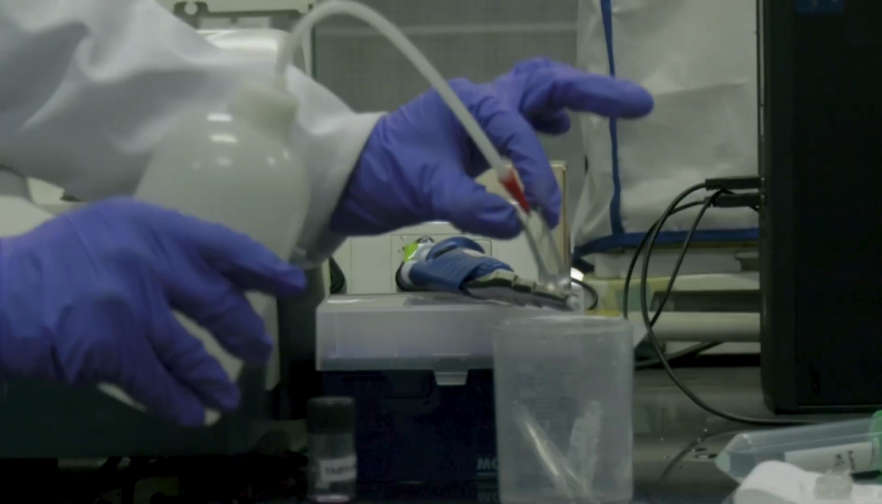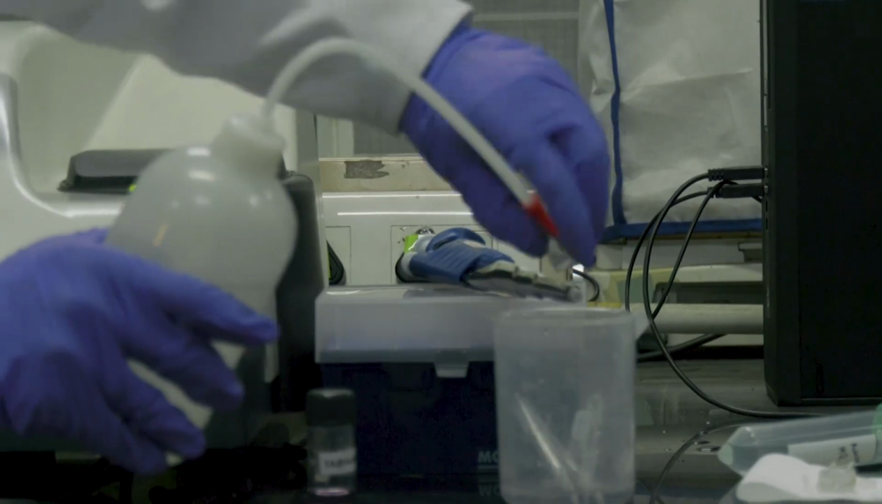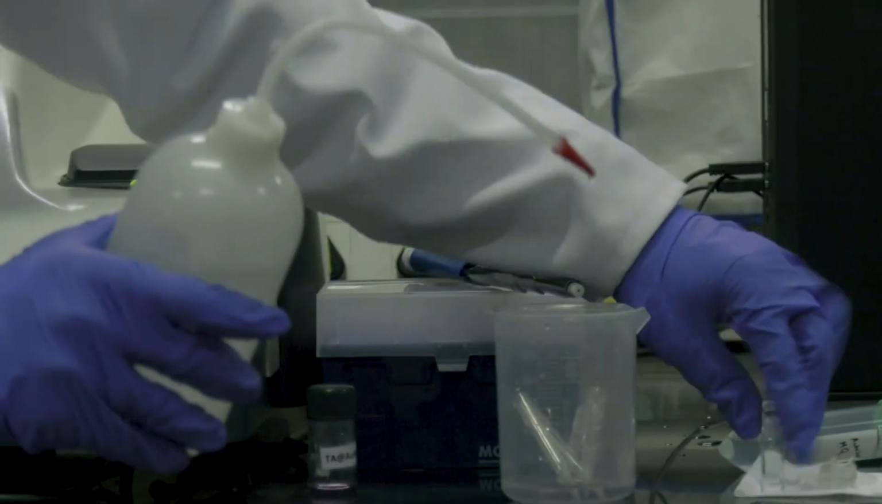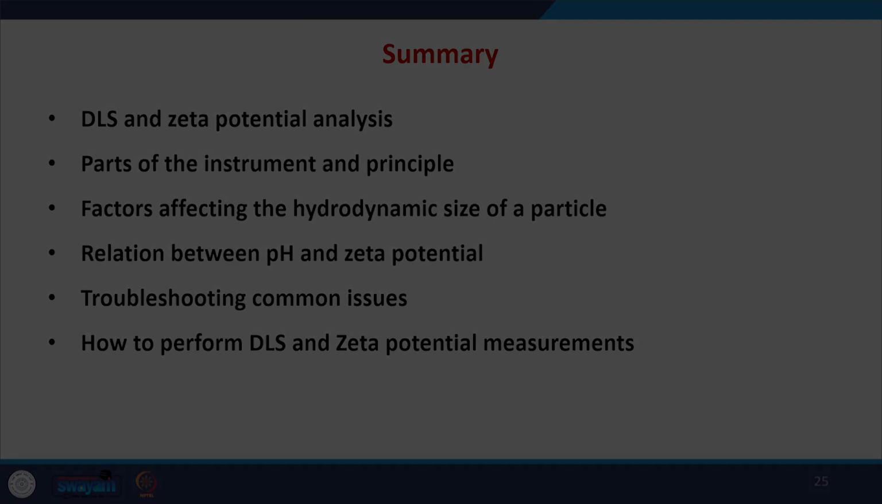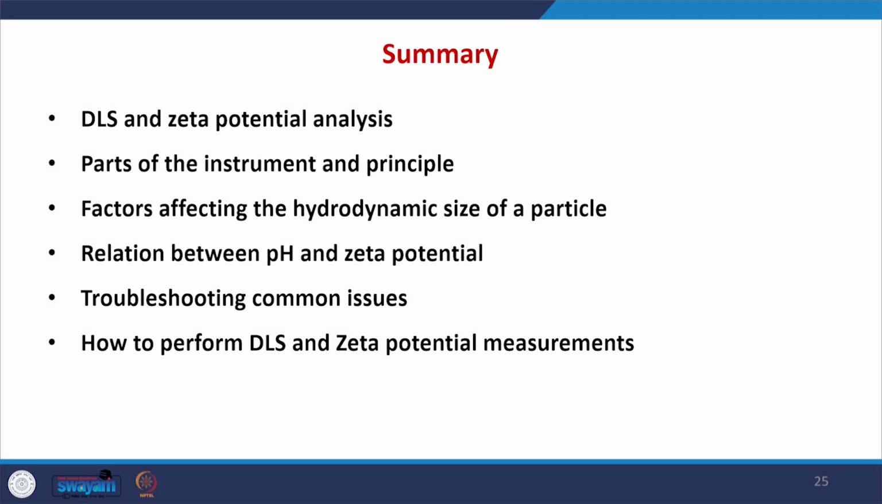So in this experiment, we have learned how to perform zeta potential and hydrodynamic size measurements of tannic acid capped gold nanoparticles. As a summary, in today's lecture, we learnt about DLS and zeta potential analysis and parts of the instrument and principle. Also, we learnt how to perform DLS and zeta potential measurements through practical demonstration.